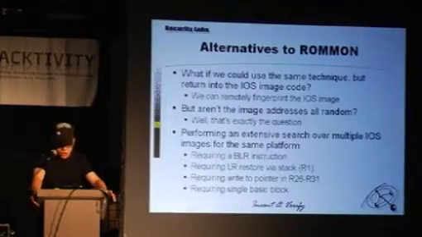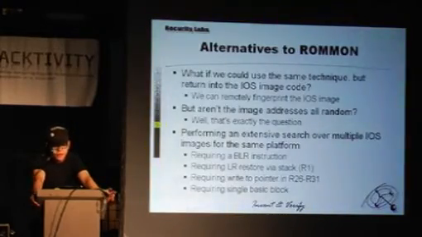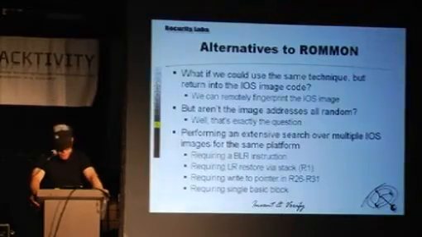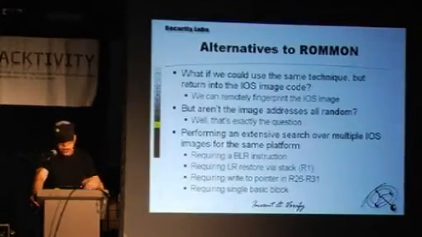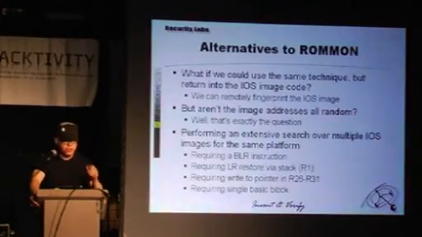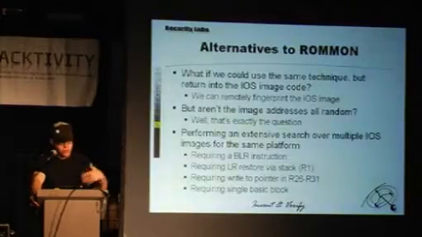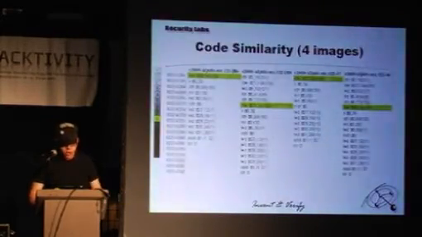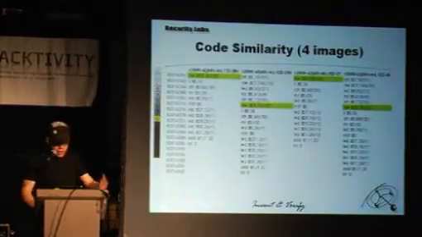So I was looking at alternatives and I was thinking maybe we can actually remotely fingerprint the iOS version. That is kind of possible. And then still the question is, aren't the addresses random? And no, maybe they're not. So I wrote some code to figure out code similarities over a large number of iOS images. How similar are they? And this is what I found out.